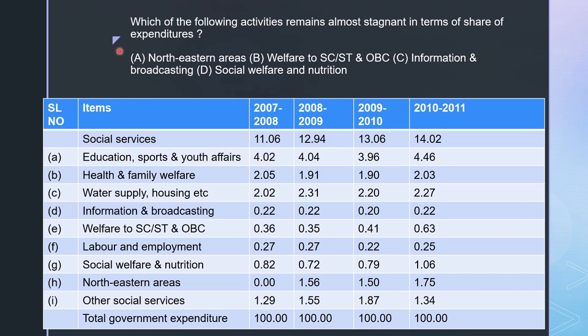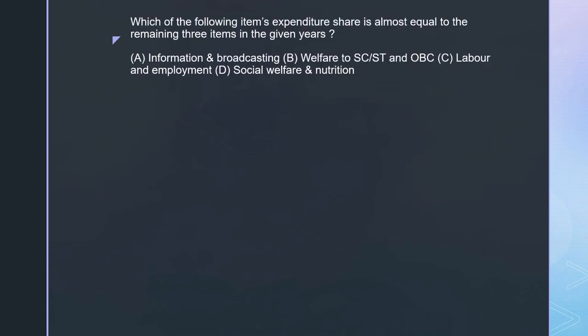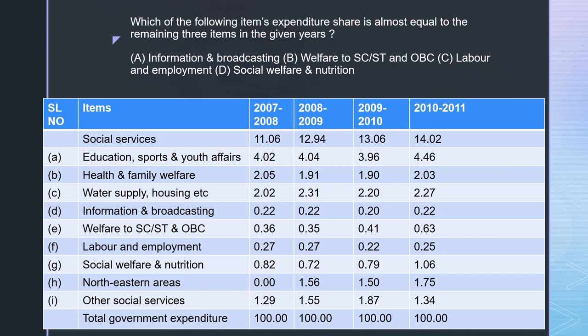Okay, coming to the next question. December 2012 fourth question is, which of the following items expenditure share is almost equal to the remaining three items in the given years? Option A, information and broadcasting. Option B, welfare to SC, ST and OBC. Option C, labor and employment. Option D, social welfare and nutrition.